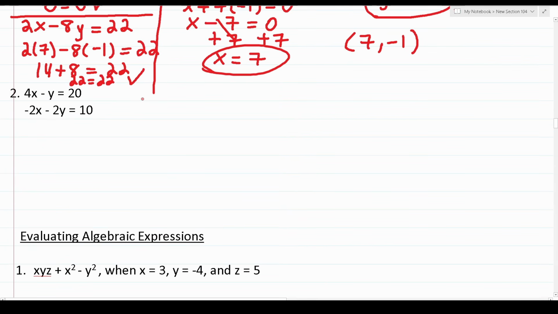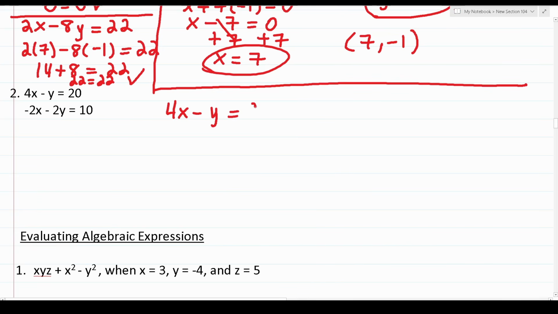All right, so we're running out of space here, so let me try to box this off as best I can. But again, we're still working on solving a system of equations. And as you can see, for number 2, our system of equations is 4x minus y equals 20, and then we have negative 2x minus 2y equals 10. We're still using the elimination method in an effort to solve this system of equations.